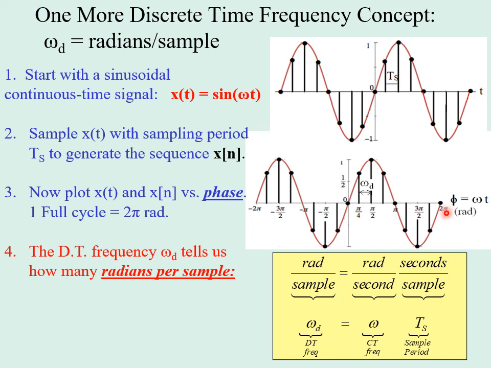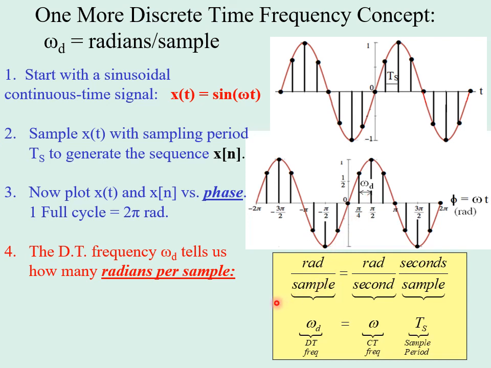So the discrete time frequency, omega, with the little d under there for discrete, tells us how many radians per sample there are. And we can see that each one of these samples is pi over 4 radians, all right?